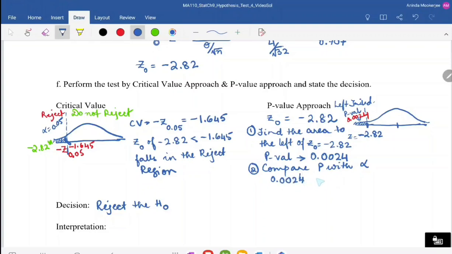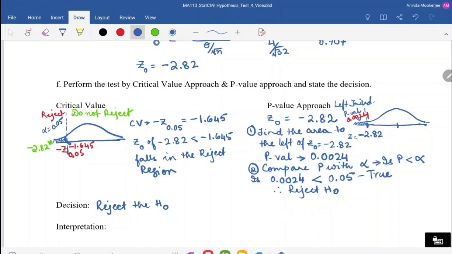Our p-value is 0.0024, and we have to determine, is the p-value less than the alpha value? The alpha value we were given was 0.05. So is p less than alpha? Because if it's less than alpha, we reject the null hypothesis. If it isn't, then we won't reject the null hypothesis. So it's true that 0.0024 is less than 0.05. Therefore, reject the null hypothesis.